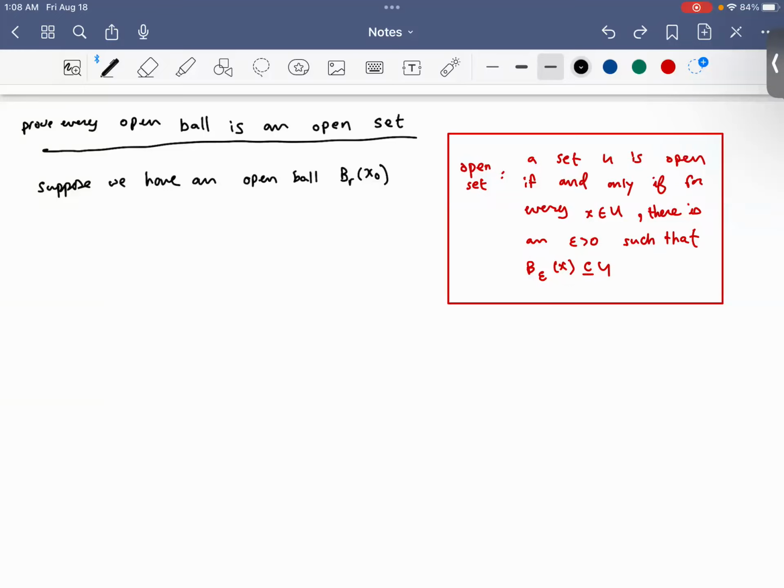So for any arbitrary element in our open set, we can fit an open ball around it and have that open ball still contained in our original set.